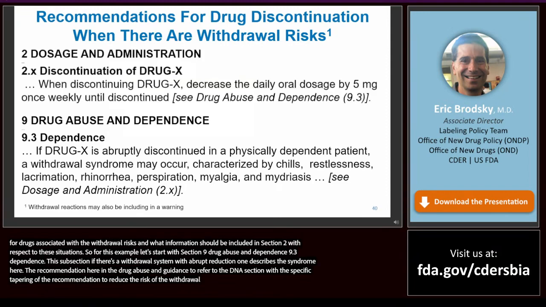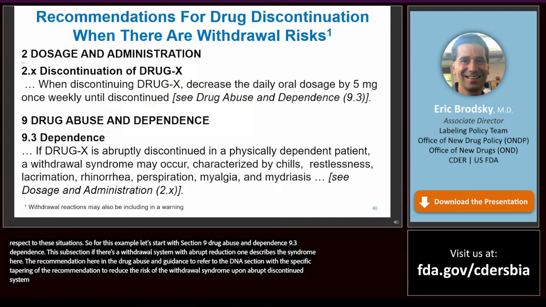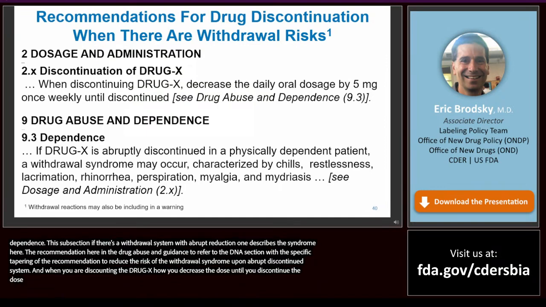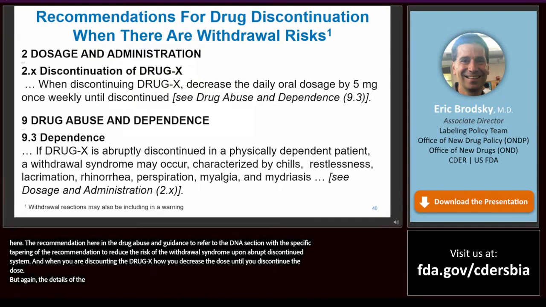So this is what Section 2 would look like: discontinuation of drug X, and when you're discontinuing the drug X, how you decrease the dose until you discontinue the dose. But again, the details of the withdrawal syndrome are included in Section 9. The specific tapering schedule is in Section 2. And these subsections cross-reference one another.